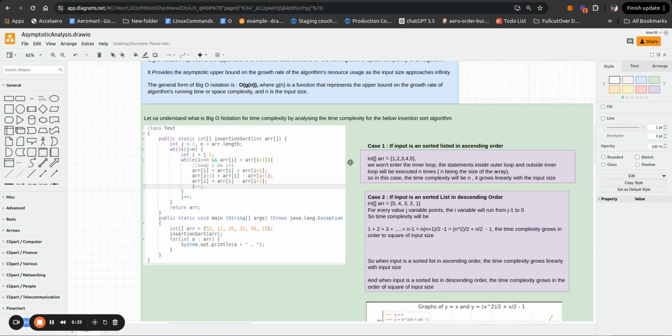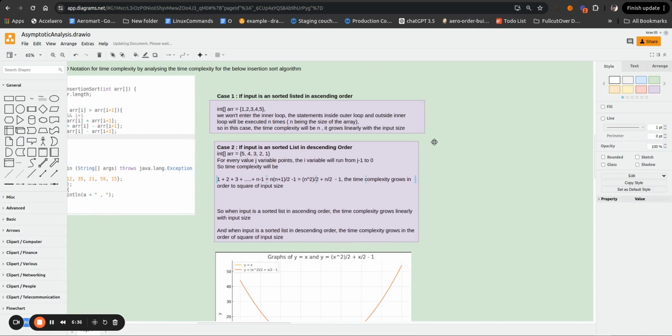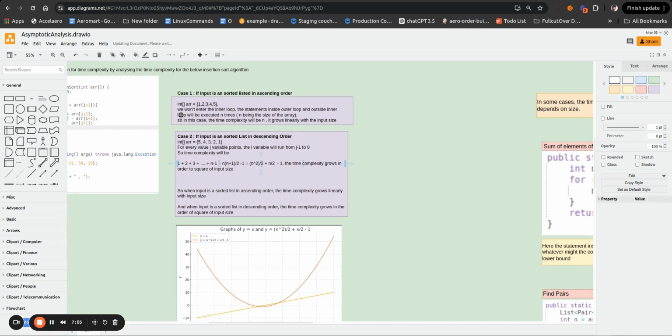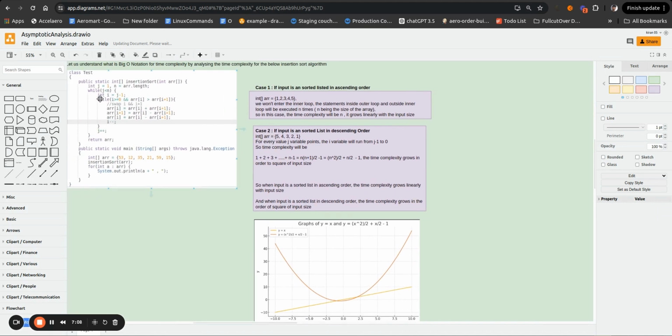To analyze the time complexity, we're going to divide into two cases. One case is, suppose the input given to the algorithm is already sorted in ascending order. So we have an array 1, 2, 3, 4, 5. We can see that it is already in ascending order. So in this case, if we take any two consecutive elements which form a pair, the value of the left side won't be greater than the right side. Due to that, we will never enter this inner loop. Okay, so we'll only enter this outer loop.